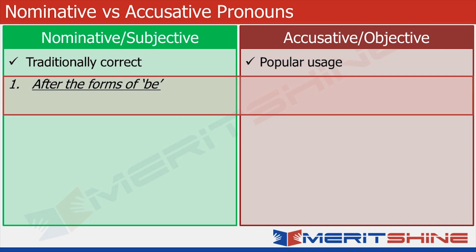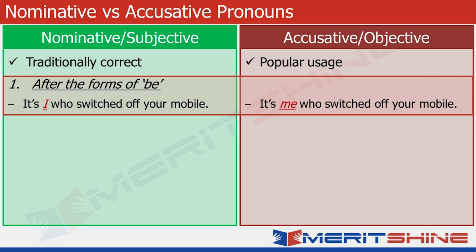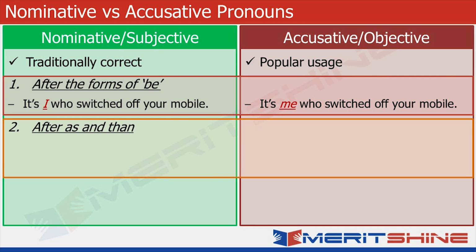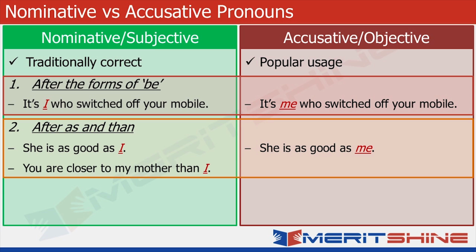After the forms of be, subjective case should be used. It's I, popular usage, me, who switched off your mobile. After the words as and than, subjective case should be used. She is as good as I, popular usage, me. You are closer to my mother than I. Again, popular usage, me. This is an interesting example.